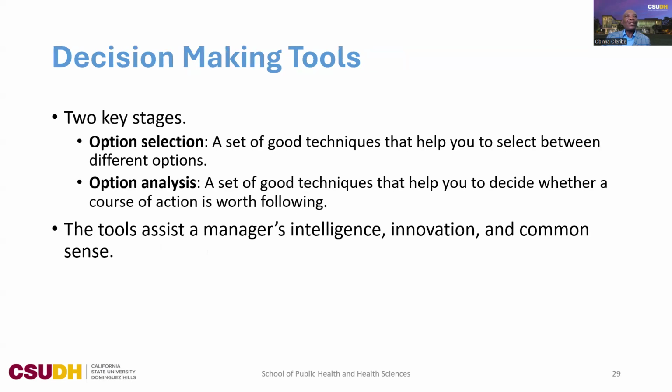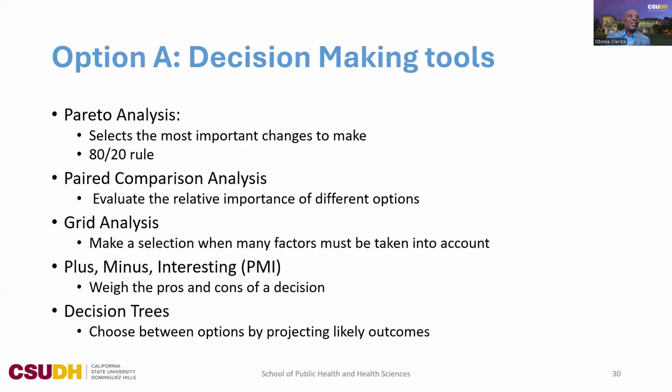That's why you must look at two key issues. Decision-making tools could be for selection or for analysis. The selection tools help you to select a good technique out of several, then to analyze that good technique and see whether it is good for the work you are about to do. And these are the tools to make decisions.